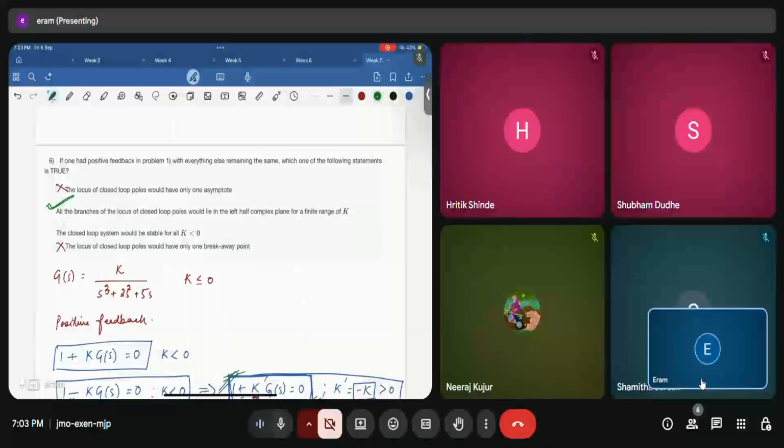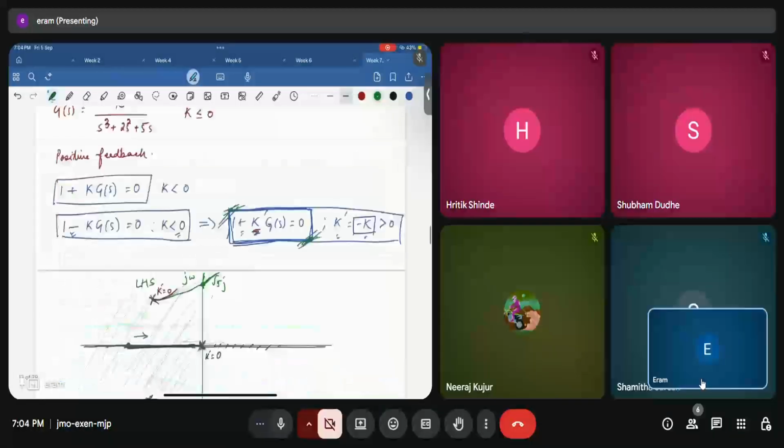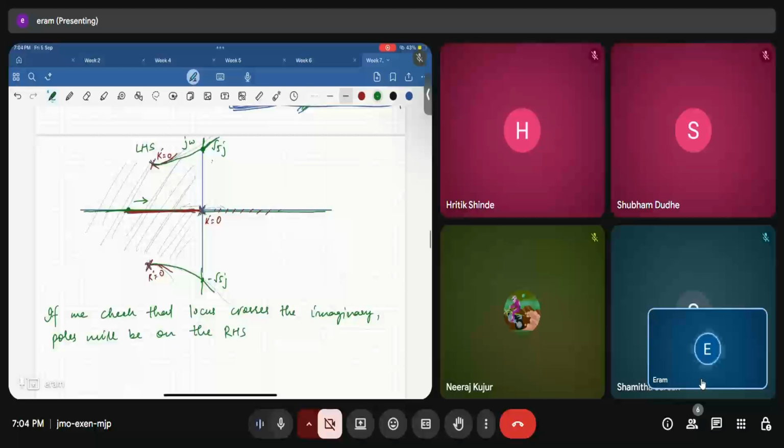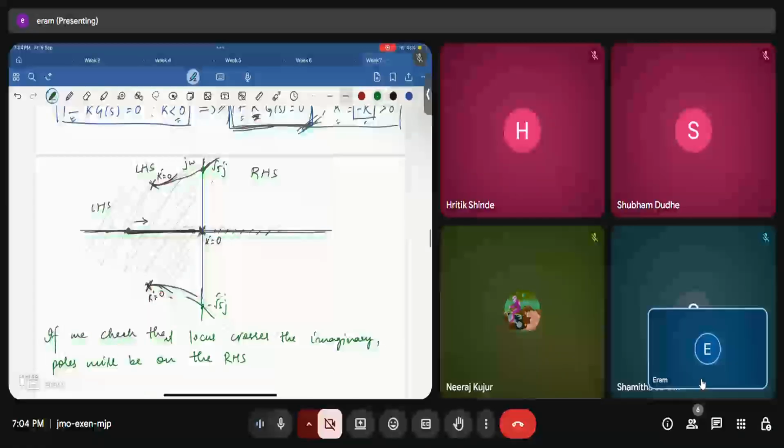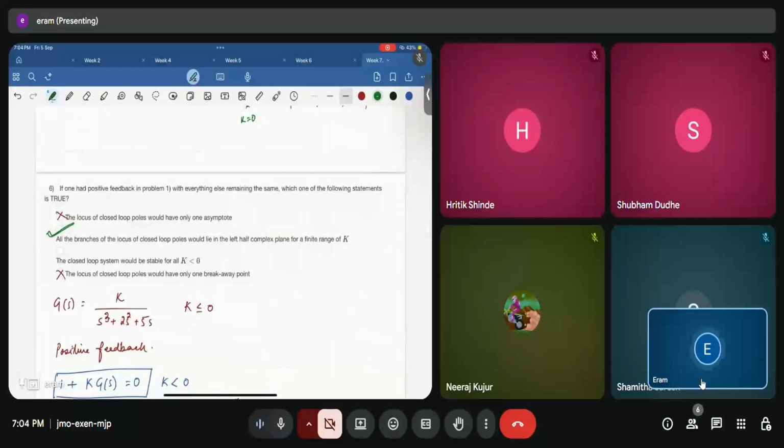Okay, if we decrease k to some more values, and move towards k minus infinity, then two of our closed loop poles will be on the RHS and one could be on the LHS. So all our poles will not be on the LHS, so the system will not be stable. So what will be the only correct option in this case? Second option. Second option, correct.